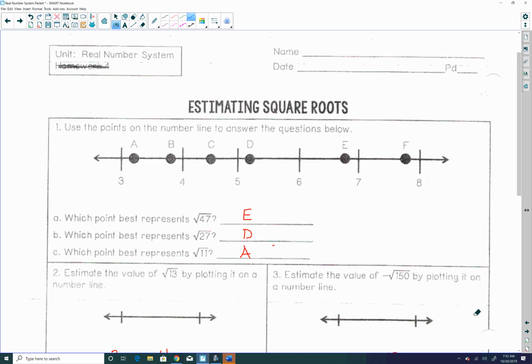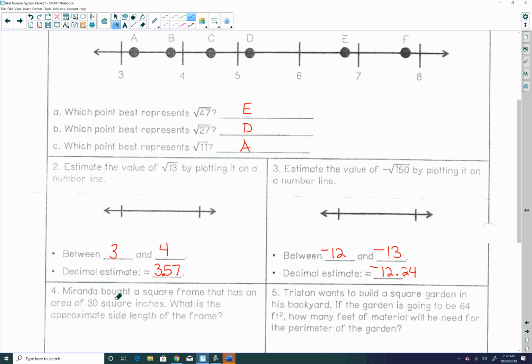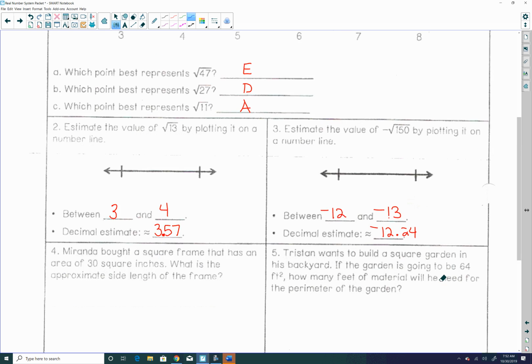Next page. A, the square root of 47 would be E. The square root of 27 is D, and the square root of 11 is A. And then number 2, I said between 3 and 4, and my decimal estimate is 3.57. Number 3, between negative 12 and negative 13, and my decimal estimate is negative 12.24.